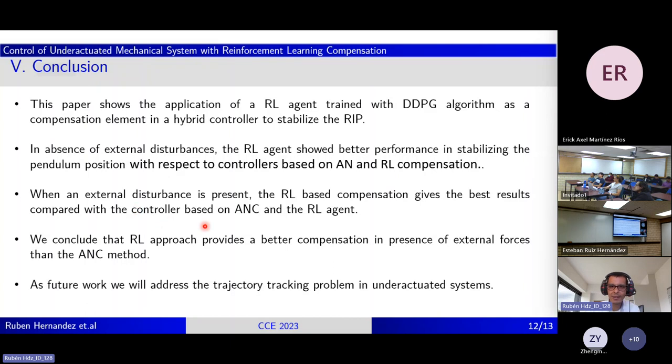When an external disturbance is present, the reinforcement learning based compensation gives the best results compared with the controller based on adaptive neural network compensation and the reinforcement learning agent by itself. We conclude that the reinforcement learning approach provides a better compensation in the presence of external forces than the adaptive neural network compensation method. As future work, we will address the trajectory tracking problem in underactuated mechanical systems.